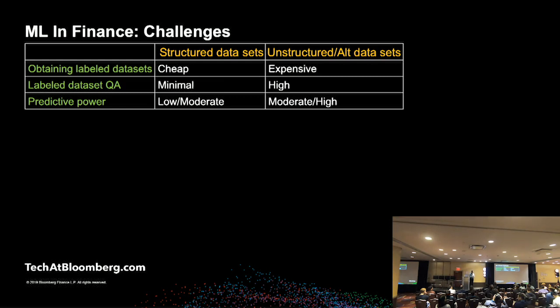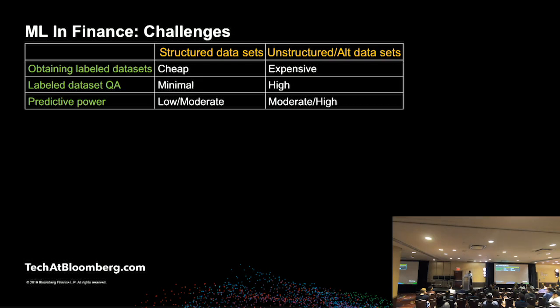And one important thing is we cannot take these datasets for granted. These labeled datasets, especially if they are built by outsourcing companies, it's important to have a second set of eyes to go through them. And that's why the QA process, especially when alternative data sources are involved, is high compared to datasets which are based on financial time series.